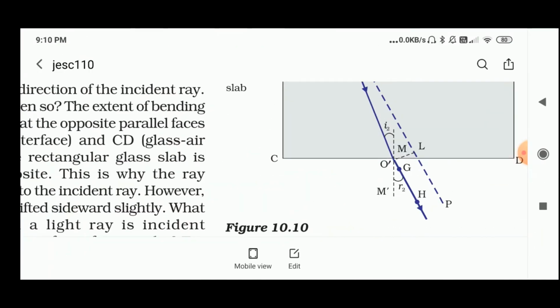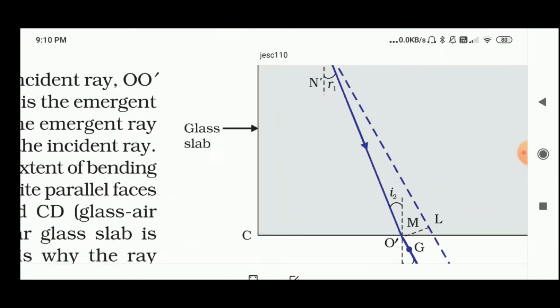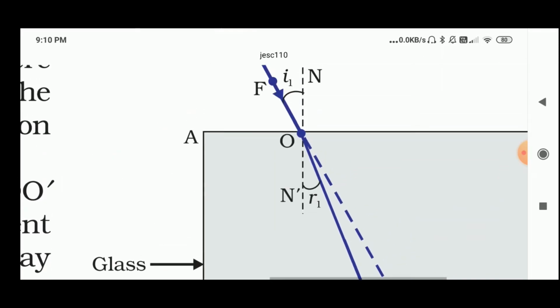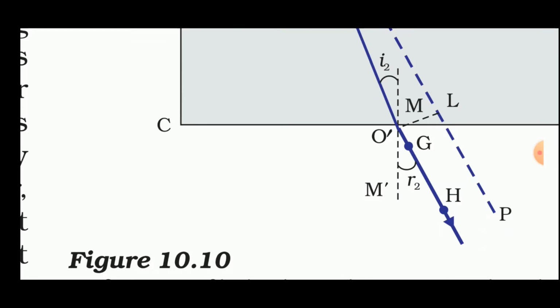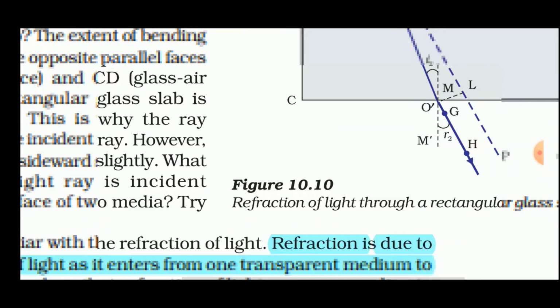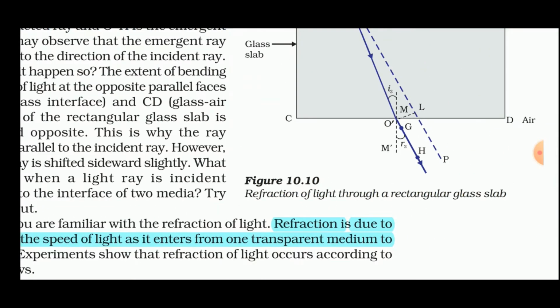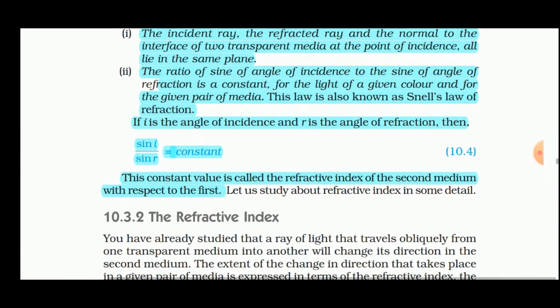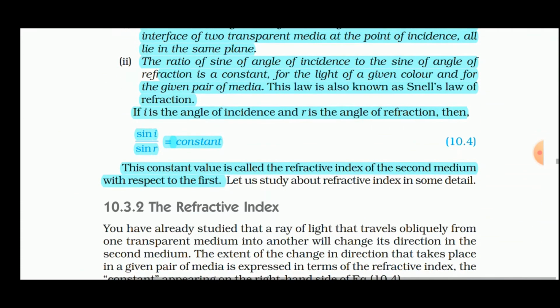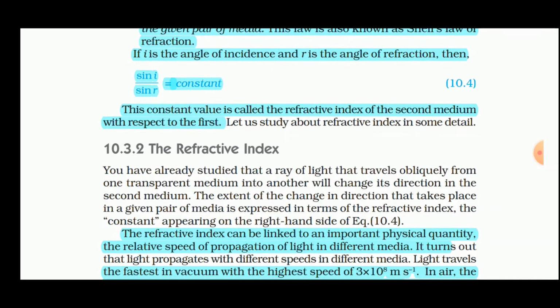In the figure, we see that I1 is the angle of incidence, and R2 is the angle of refraction. So sine I upon sine R is equal to the refractive index, and that gives you the refractive index. Next we will see what we mean by the refractive index.